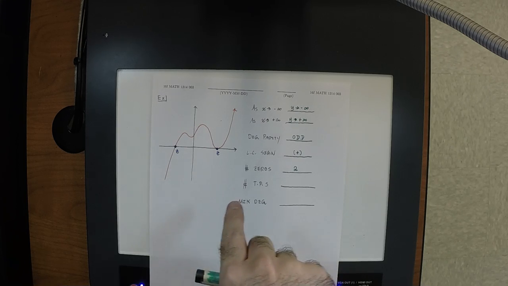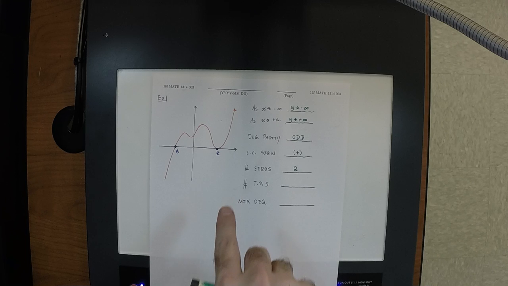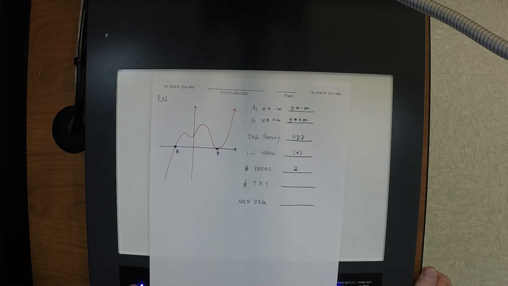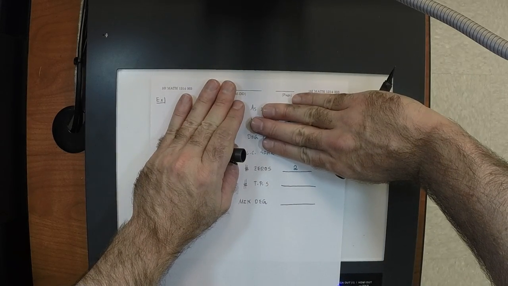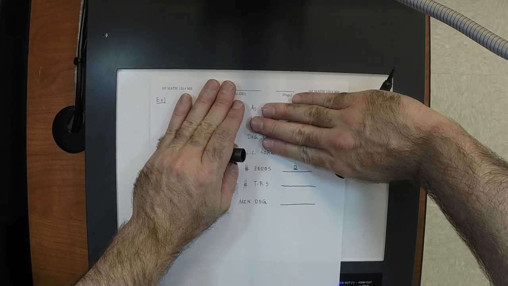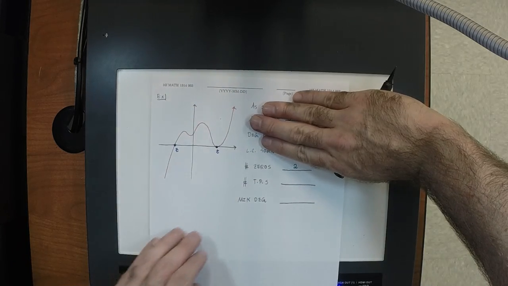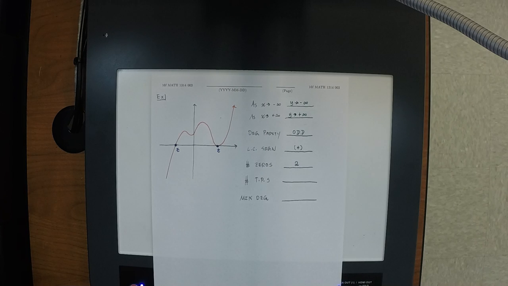Now, is it degree two? No, it's definitely not degree two because we know the shape of everything that's degree two. What is the shape of everything that's degree two? Parabola. Is this a parabola? No. So from the fact that there's two zeros alone, we know it must be at least degree two. But looking at the picture, we can tell it's not actually degree two.